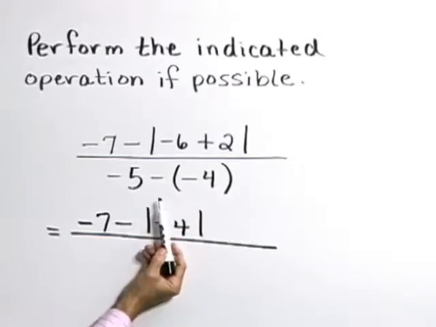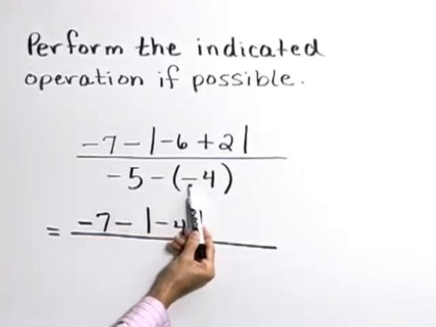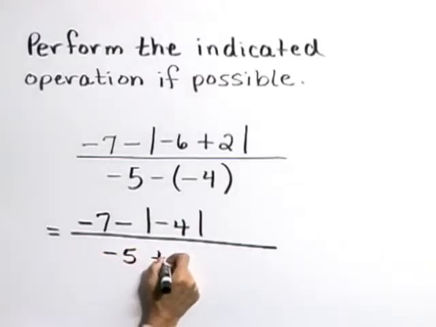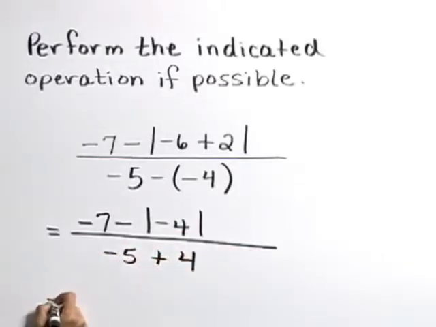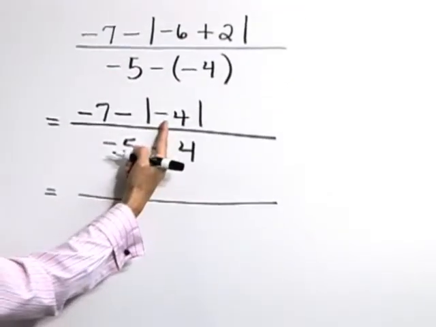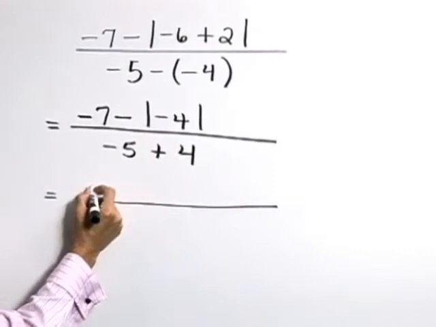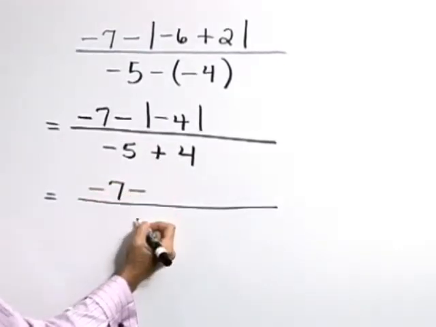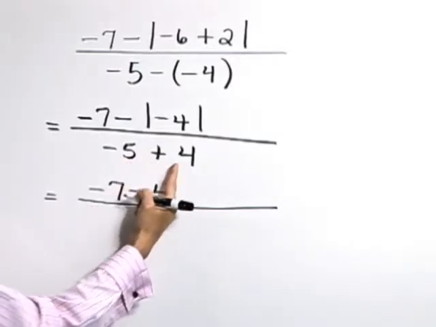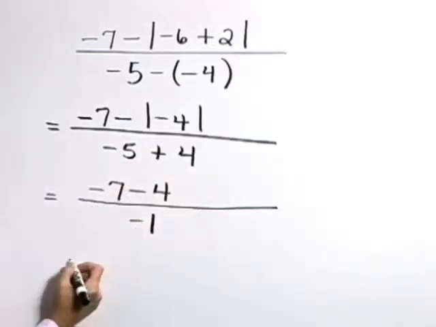In the denominator, negative 5 minus a negative 4. Let's go ahead and write that as negative 5 plus 4 for now. Back to the numerator. The absolute value of negative 4 is 4, so the numerator becomes negative 7 minus 4. The denominator, negative 5 plus 4, is negative 1.